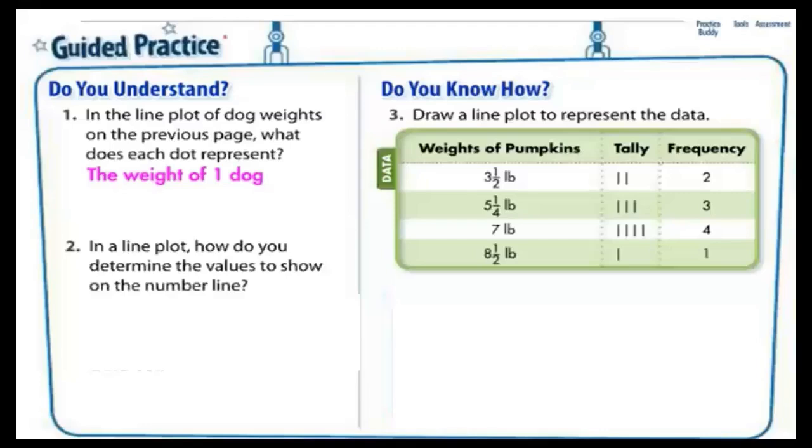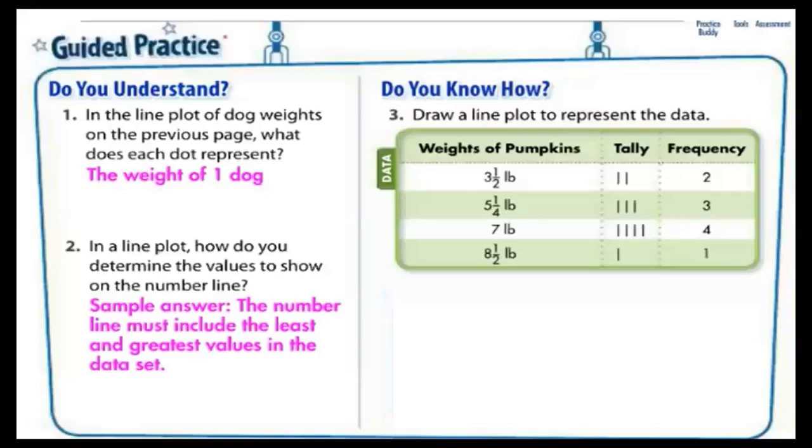Okay, number 2. In a line plot, how do you determine the values to show on the number line? The number line must include the least and the greatest value, as I told you in the warm-up. If you remember mission number 1, yes. After arranging them ascendingly, we selected the least point to be the start point and the greatest one to be the end point on our drawing on the number line. So the least and the greatest value in the data set are very important to determine in this question.